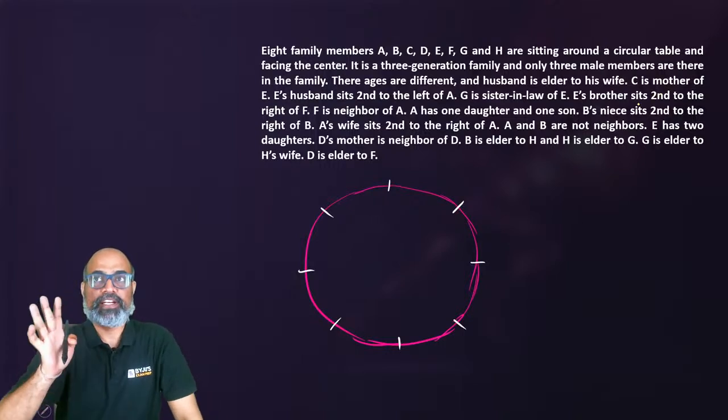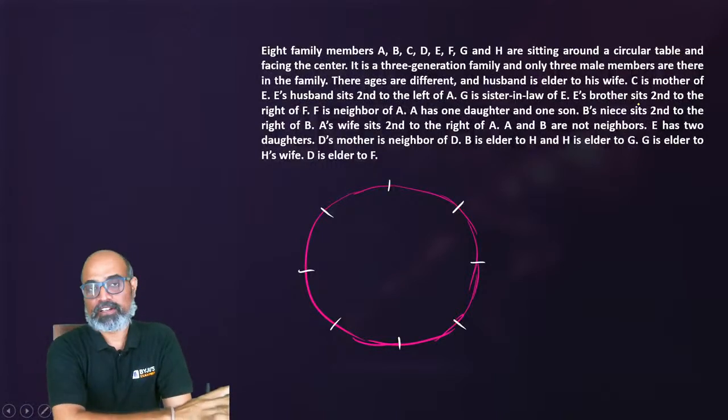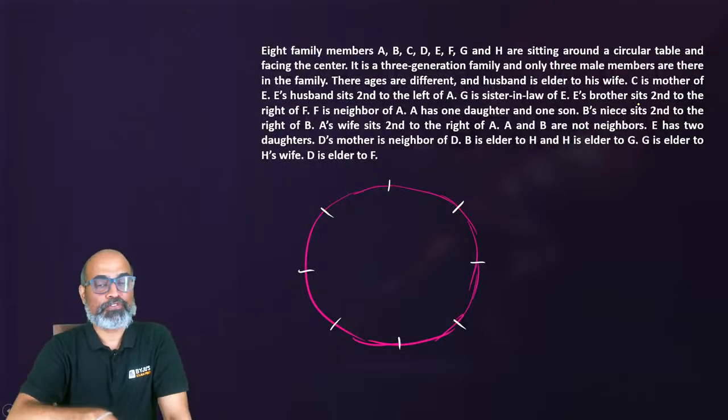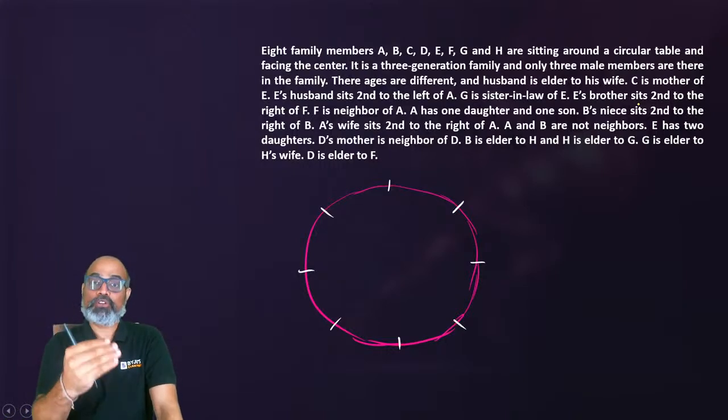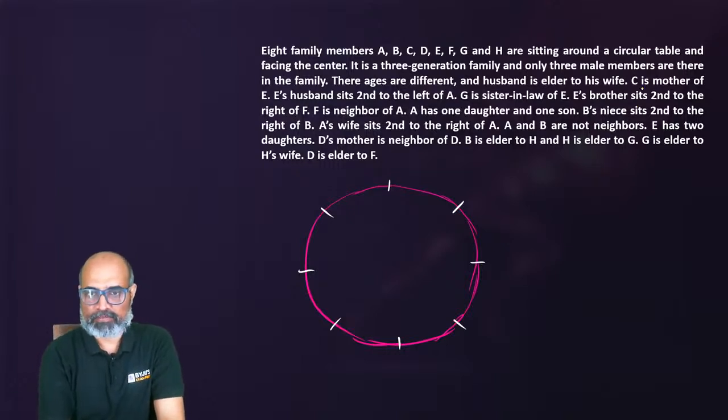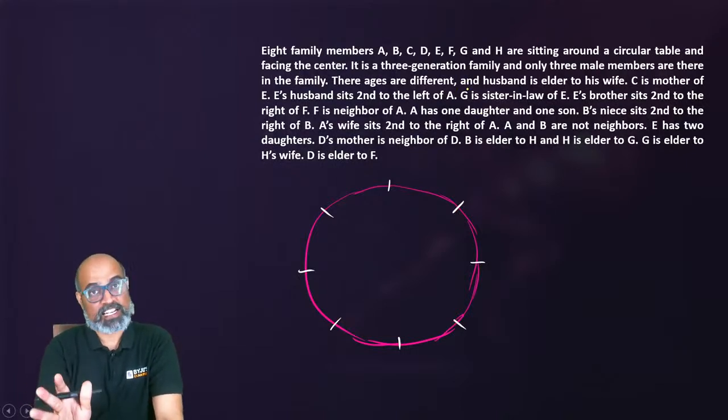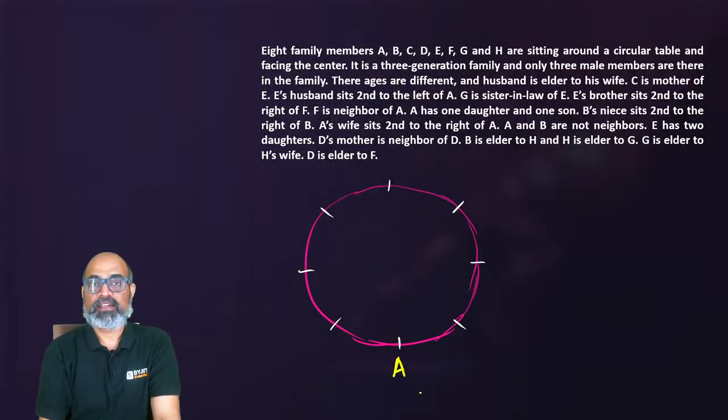Now, either you will read the relations and draw the family tree, or you will only try to find out who is sitting where. If a relationship is being given, then we don't know the name corresponding to that relationship, so we can't do anything about those. I'll explain while we're doing this. C is mother of E, can't really do anything. E's husband sits second to the left of A. So I don't know who is E's husband. We are pretty sure that wherever A is, A's second to the left is where E's husband will go.